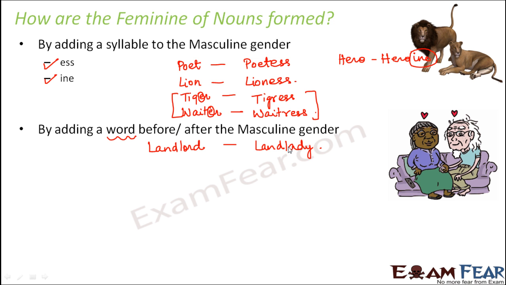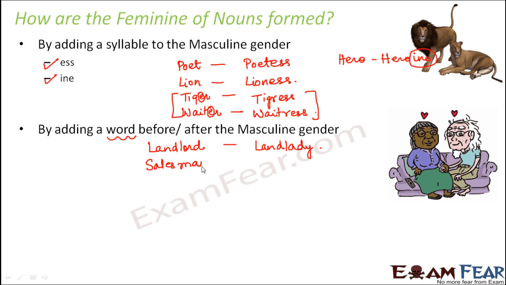So what did we do? We basically added a word after the masculine gender. So landlord became landlady. So we just changed the later half of the word. So the first word remained the same. The later half of the word got changed. Let us look at one more example.